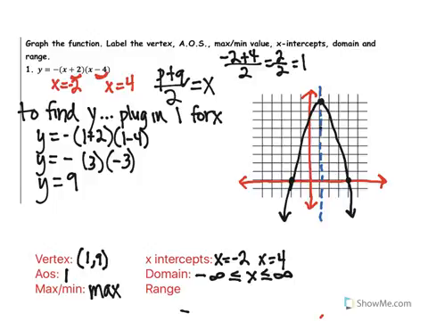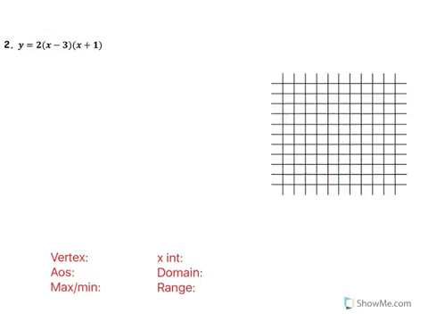And my range means my y. So range means, is there a number on the y-axis where it's like, that's the highest it'll go, or that's the lowest it'll go? 9. So 9 is going to be my range. Is my parabola less than 9 or greater than 9? Less than. My y values are less than or equal to positive 9. And I am finished. This is all the steps we take. Let's do number 2.